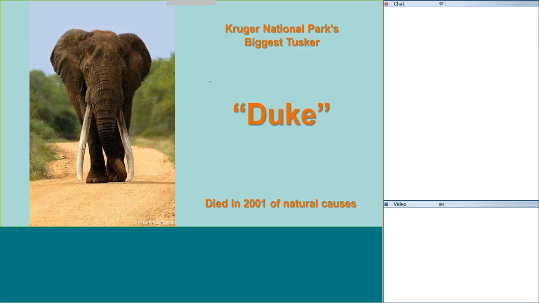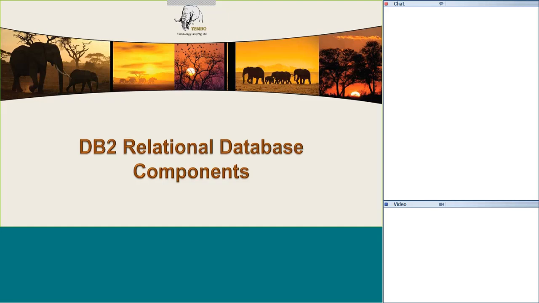Let's get on to the DB2 Relational Database Components. Now, where we're going with this is we've talked in general terms about the philosophies of normalization and so on. Now we're going to dig a little deeper into what a relational database actually consists of. I'm not going to worry at this stage too much about the actual definitions. We are going to look at the components that make up IBM i's DB2 relational database.